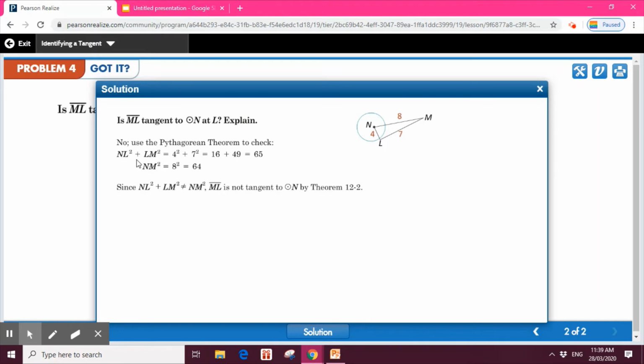So NL squared plus LM squared is equal to 4 squared plus 7 squared. Simplify: 16 plus 49, that is 65. How about NM squared? NM squared is equal to 8 squared, so 8 squared is equal to 64. Since NL squared plus LM squared is not equal to NM squared, line segment ML is not tangent to circle N by theorem 12-2.